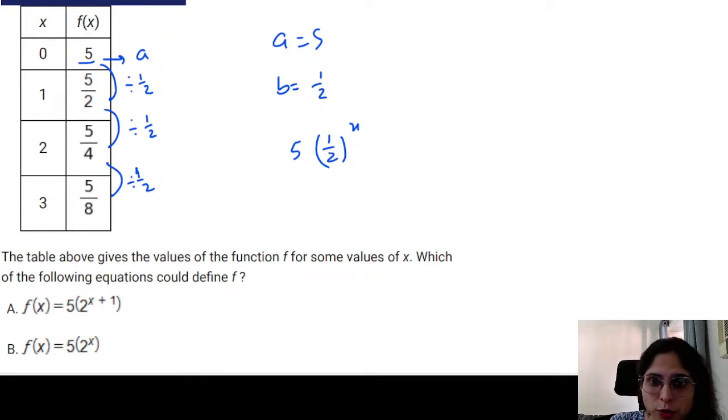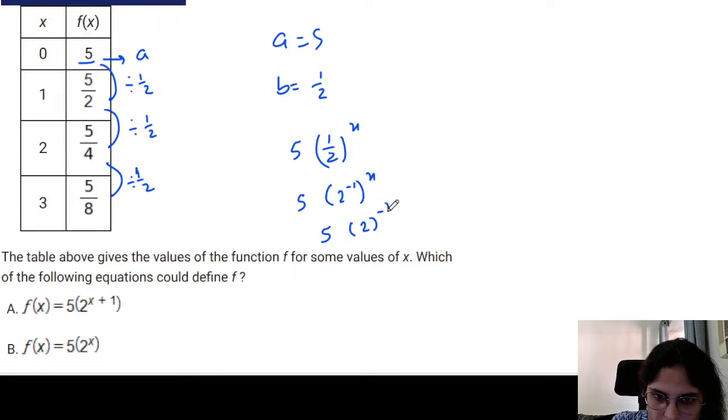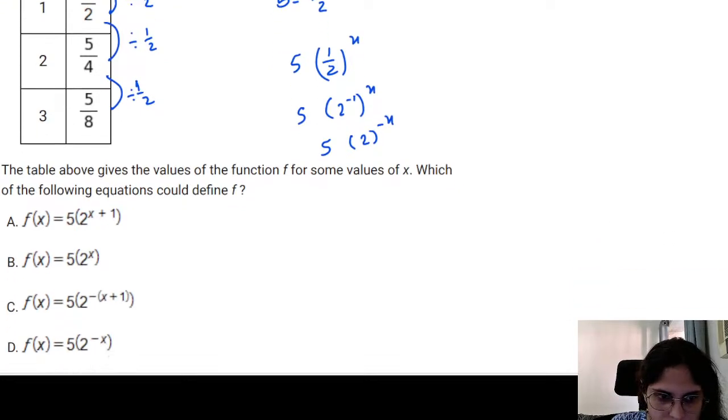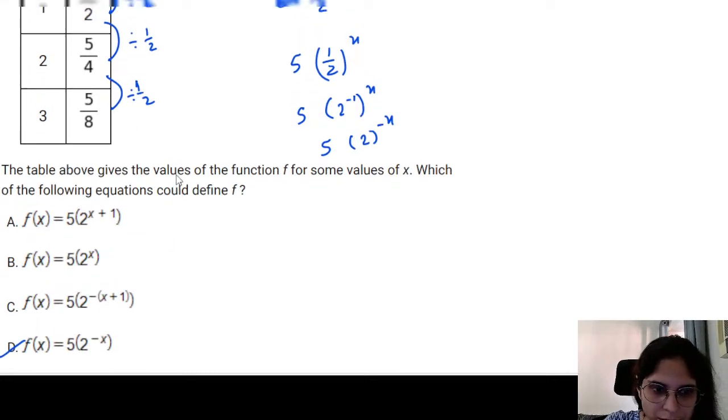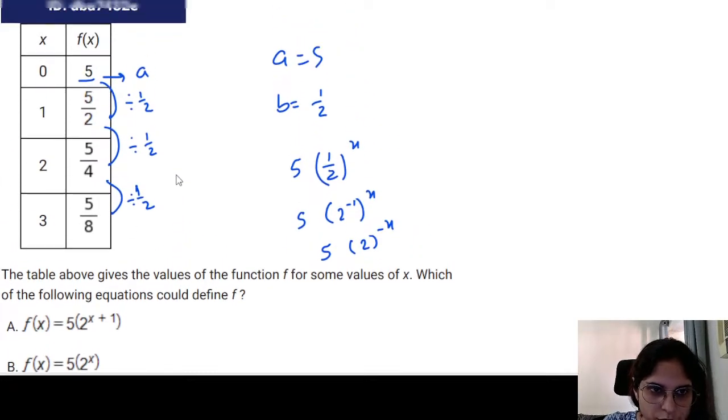But now you will see there is no option. So this is 1/2. 1/2 can be written as 2 to the power -1. So you have got 2 to the power -x. This is how I solve it using the logic, like without using Desmos or anything.